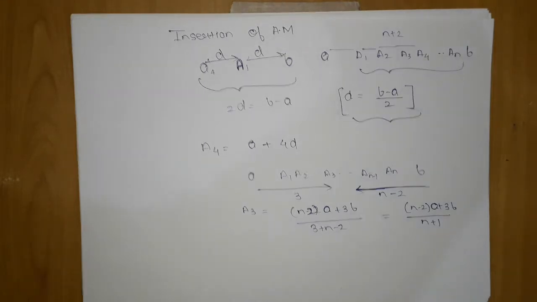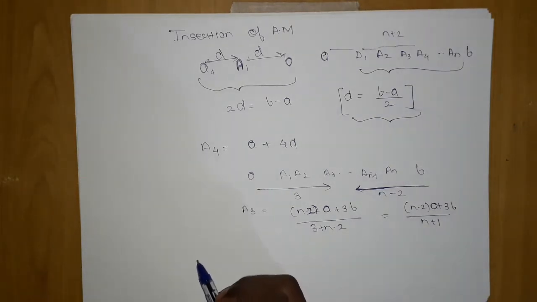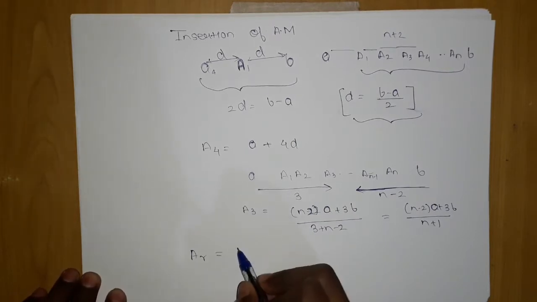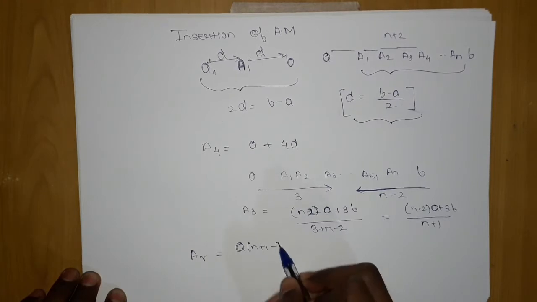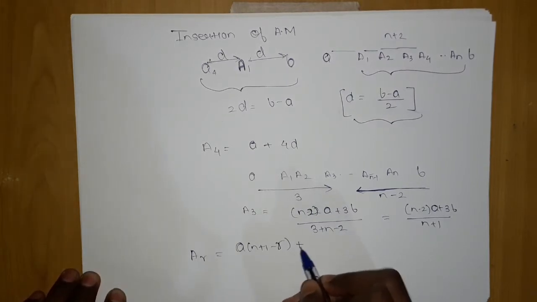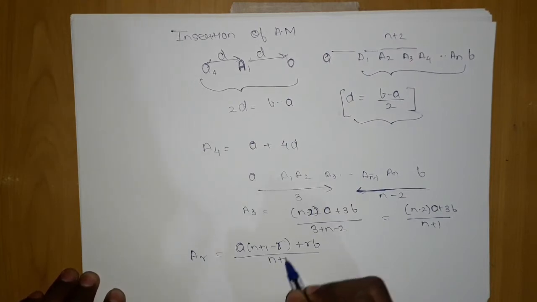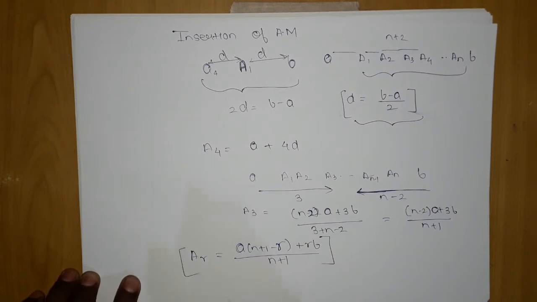Now this thing which I found, this section thing, is also memorized like this. Any random Ar is nothing but a into (n plus 1 minus r), that position, plus r into b, upon n plus 1. So this is the section formula application to find the AMs.